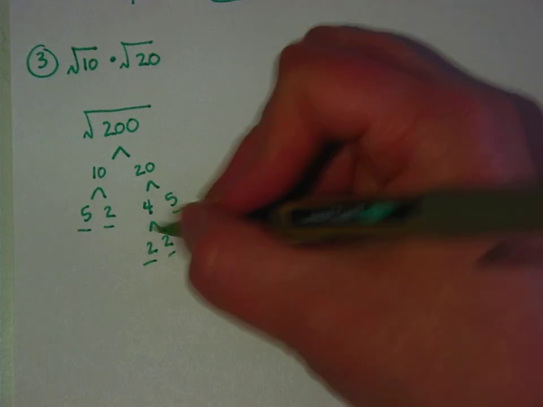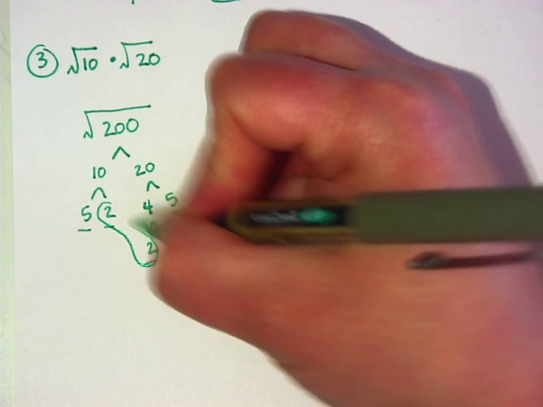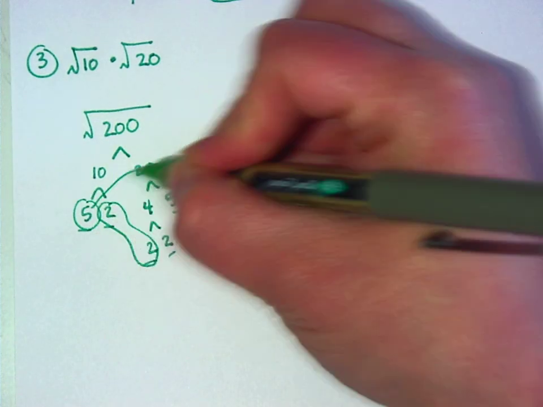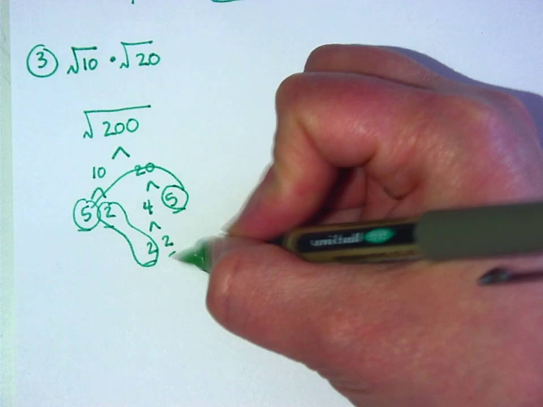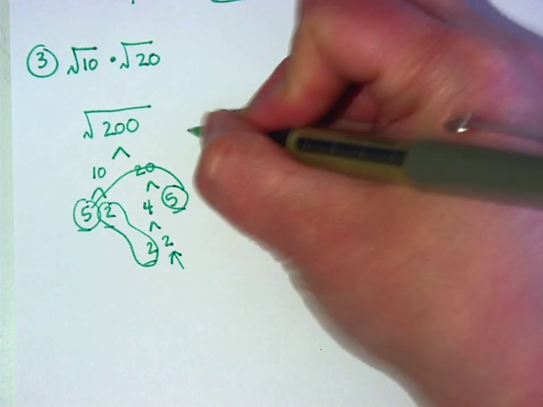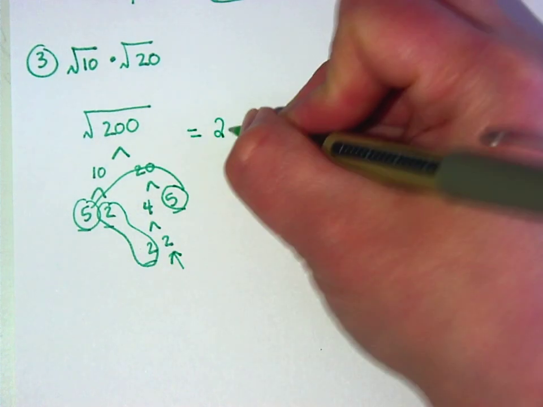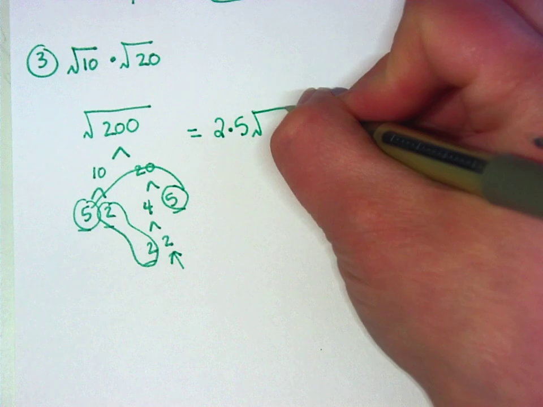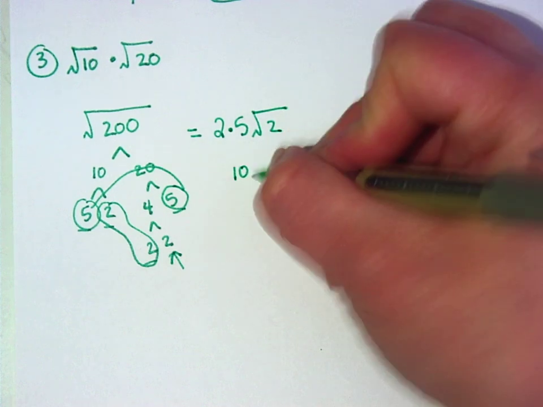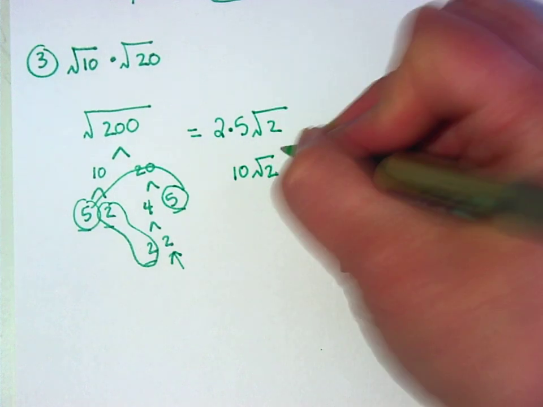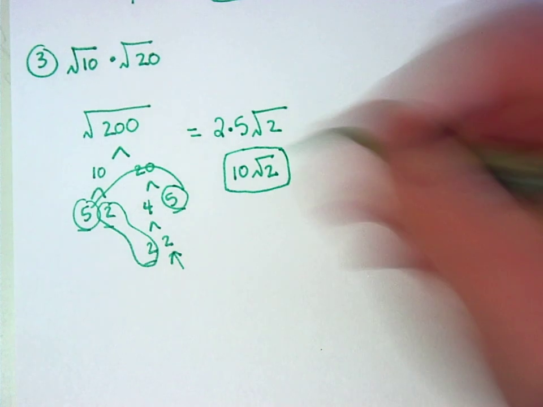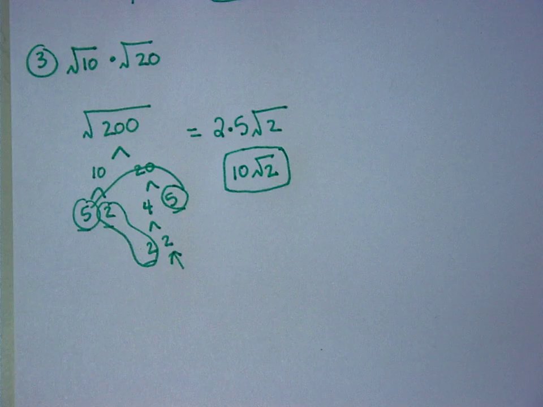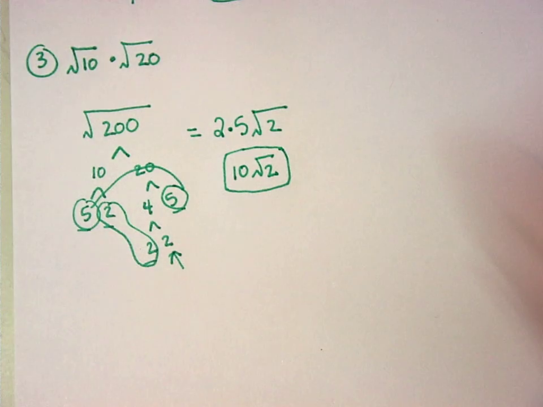All right, so now let's see. I've got a pair of 2s here. I've got a pair of 5s there. And I've got 1 extra 2. So when I simplify this, I'm going to write 2 times 5 times the square root of 2, which is 10 times the square root of 2. Remember, you can always check it by putting in your calculator the square root of 200 and 10 times the square root of 2 and see if you're right.